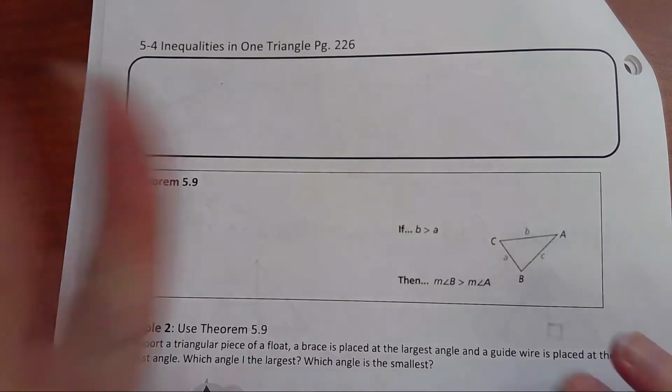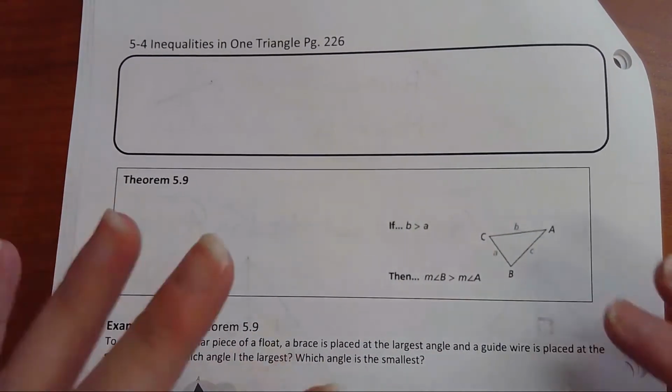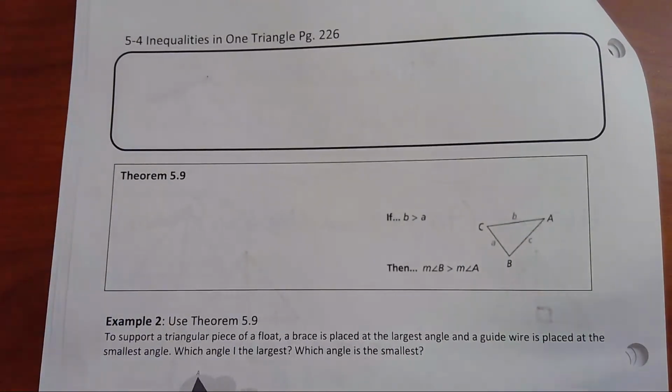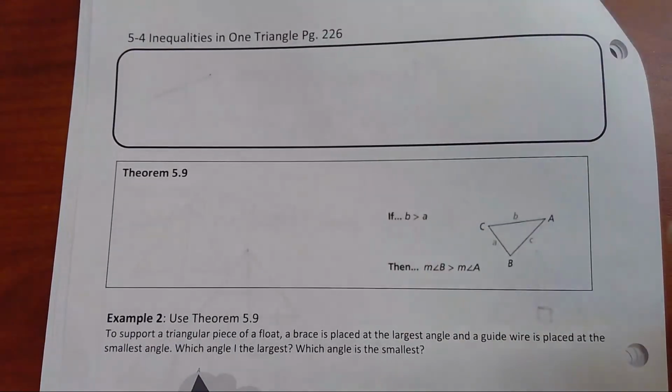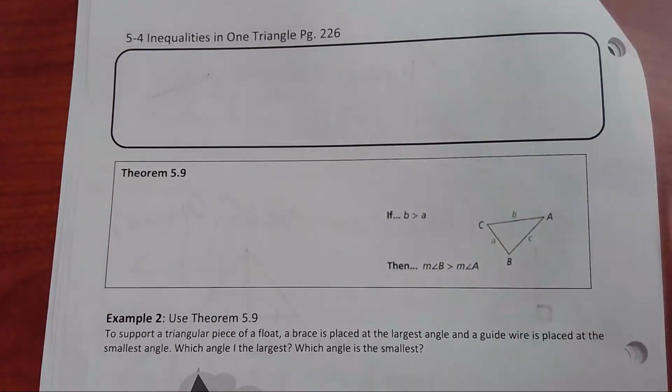This section is all about comparing sides in a triangle, comparing angles, and what has to be true in order for something to be considered a triangle, that kind of thing. So there's basically 3 types of problems you could run into, and we're going to take a look at all of them. So first thing we're going to talk about is these inequalities in a triangle.